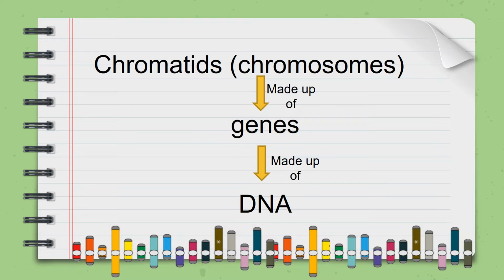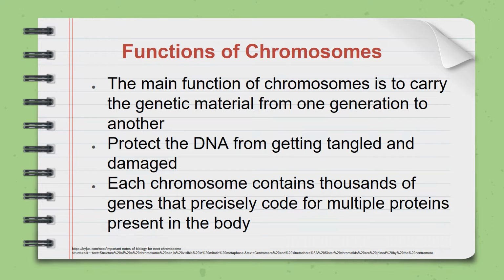So this is the basic idea of the genetic materials in our cells which we need to understand. The chromosomes are made up of genes and the genes are made up of DNA. So what are the functions of the chromosomes?